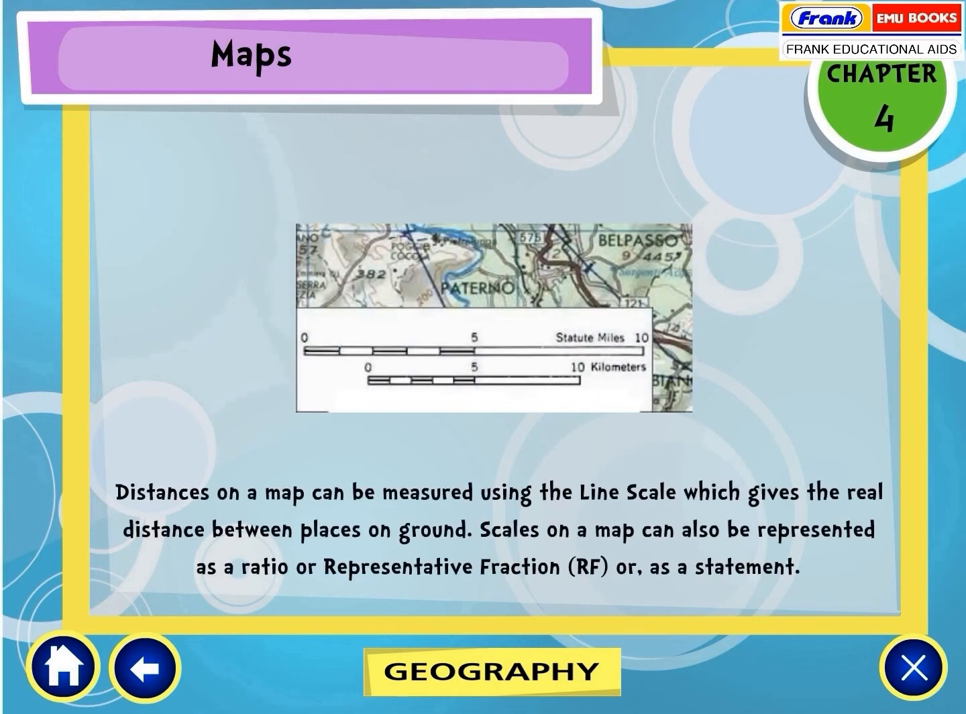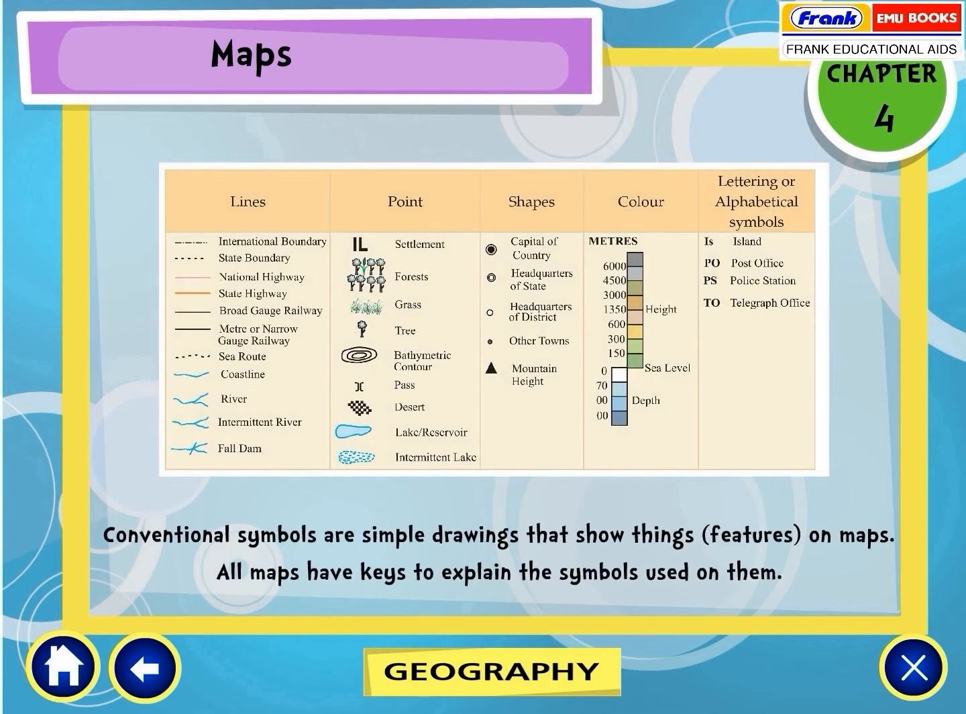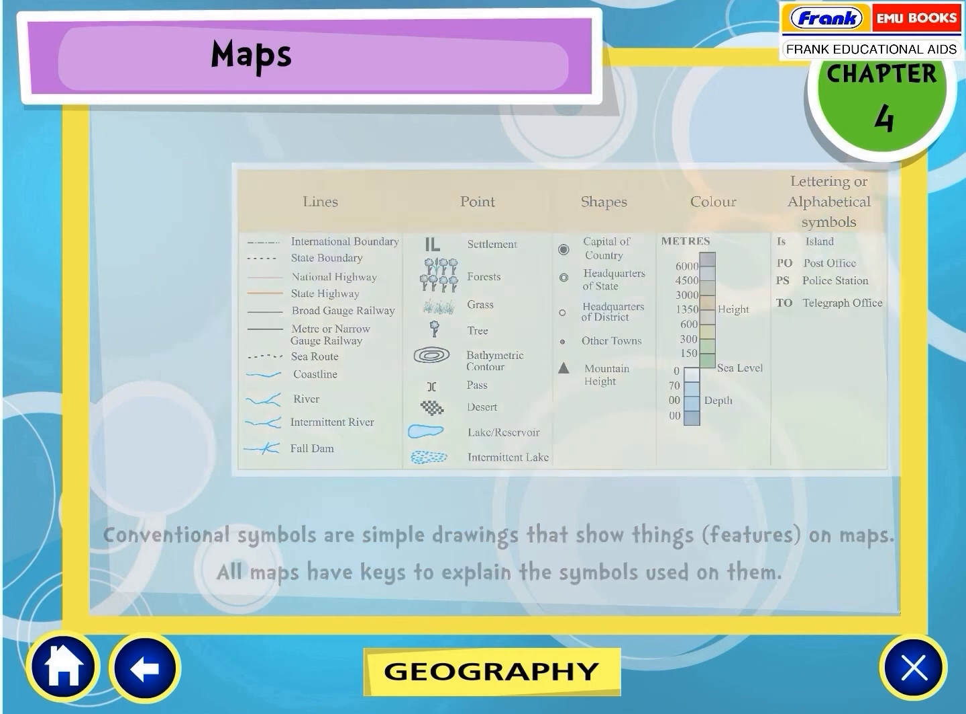Distances on a map can be measured using the line scale, which gives the real distance between places on ground. Scales on a map can also be represented as a ratio or representative fraction, RF, or as a statement. Conventional symbols are simple drawings that show things, features on maps. All maps have keys to explain the symbols used on them.